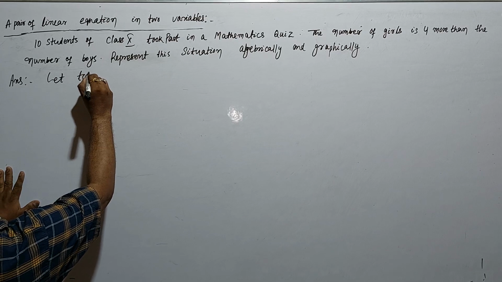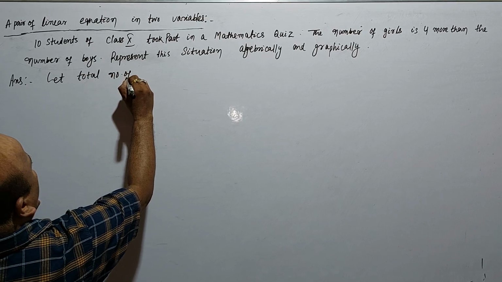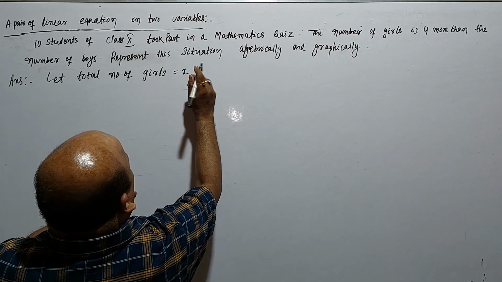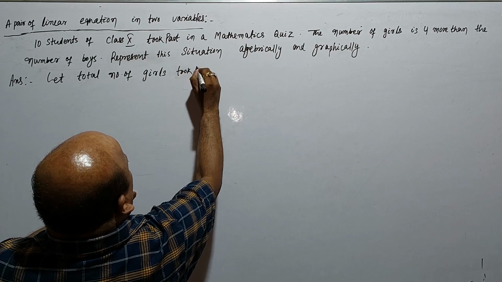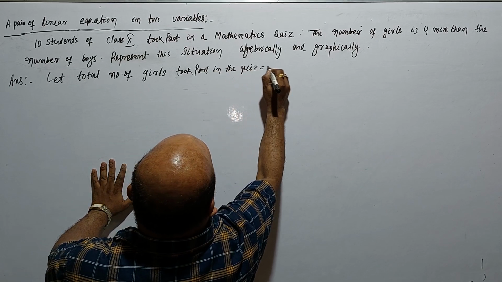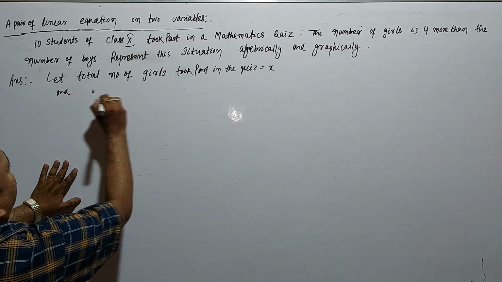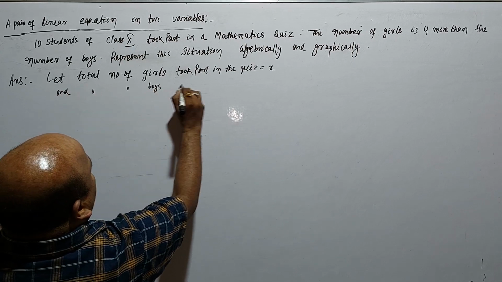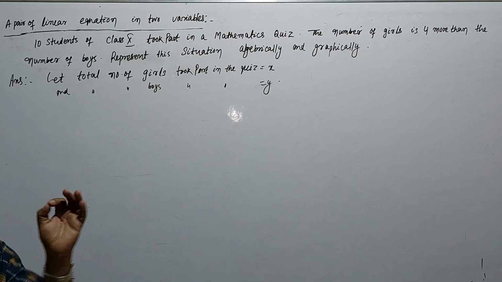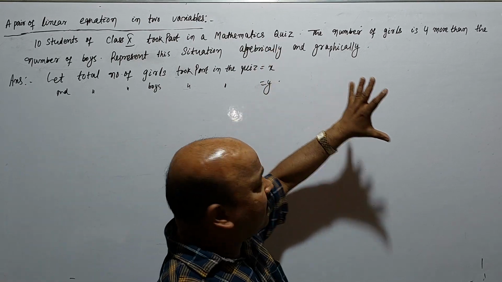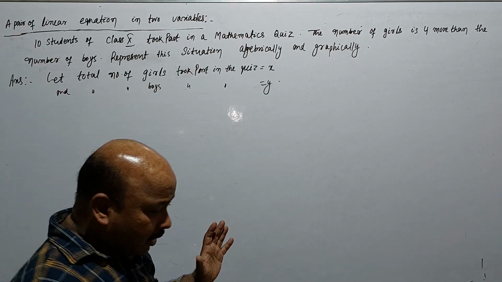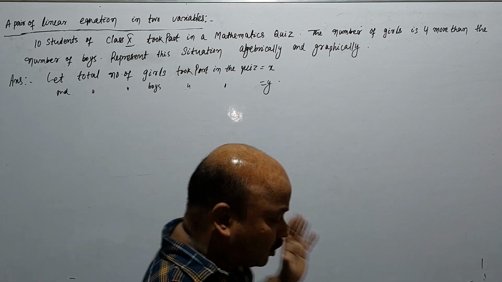Let total number of girls equal to x took part in the quiz, and total number of boys took part in the quiz is y. Okay, students, here we go through two characters, one is the girls and another is the boys, and the total students is 10. So that implies positively in this situation there are some boys and also some girls.